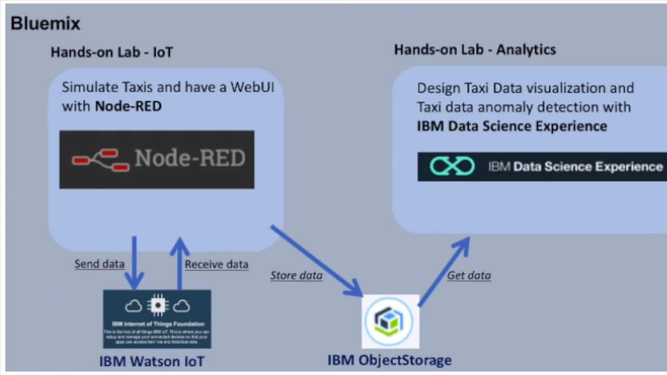This video is related to the taxi simulator which is available on GitHub, which contains two labs. One lab is related to IoT made inside Node-RED, and the next one is analytics. In the first video here you see how the Node-RED part works in combination with Watson IoT and the object storage. It shows the complete flow inside the Node-RED part and not how to build this.